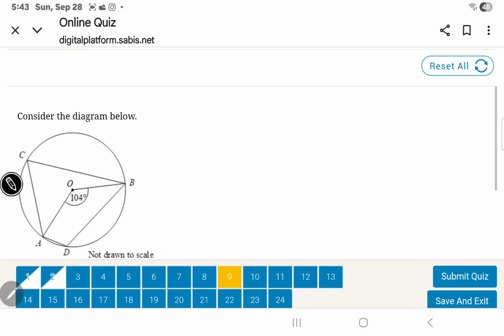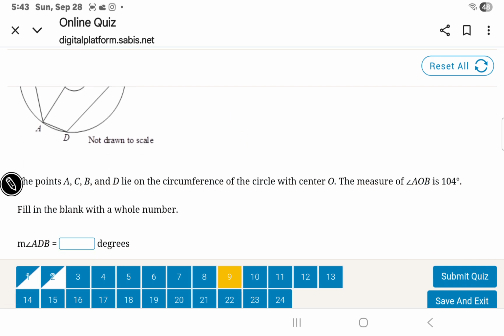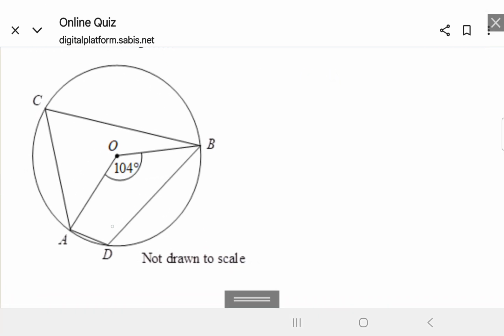Question number 9. So here we have to find angle ADB. Angle ADB, which means here, can be found by the following. First step, this angle C is half of 104, so 52. 104 divided by 2 because angle at center is twice the angle at circumference.